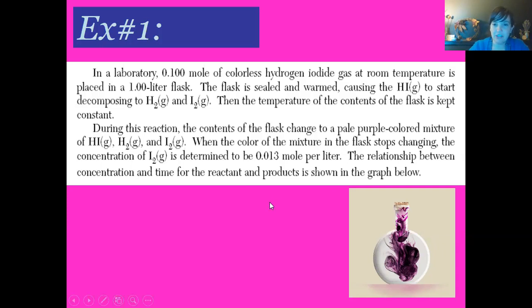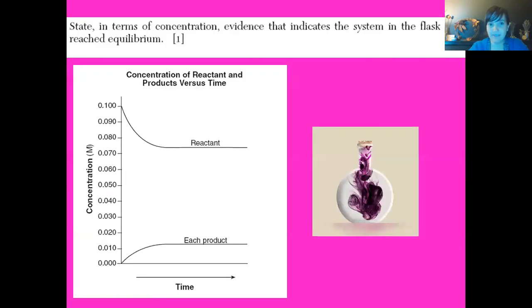When the color of the mixture in the flask stops changing, the concentration of I2, iodine gas, is determined to be 0.013 moles per liter. The relationship between concentration and time for the reactant and products is shown in the graph below. So here's the iodine forming, that's the thing that's purple. Let's take a look at the graph. Okay, so here's the concentration, here's the reactant. Started off with HI, and here's the product. It says each product, so this is the H2 concentration and the I2 concentration.